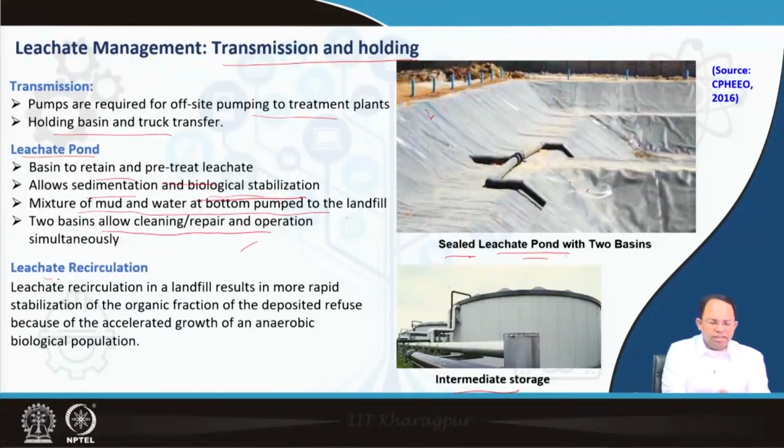And then coming to leachate recirculation, as I was saying, some amount is pumped back into the landfill, and if we do that, then some moisture also goes back. Leachate recirculation in a landfill results in more rapid stabilization of the organic fraction of the deposited refuse because of accelerated growth of anaerobic biological population or bacteria inside the landfill site, right? So if organic waste is there, this is fine, but if organic waste is not there, then there is no point of doing this kind of recirculation.